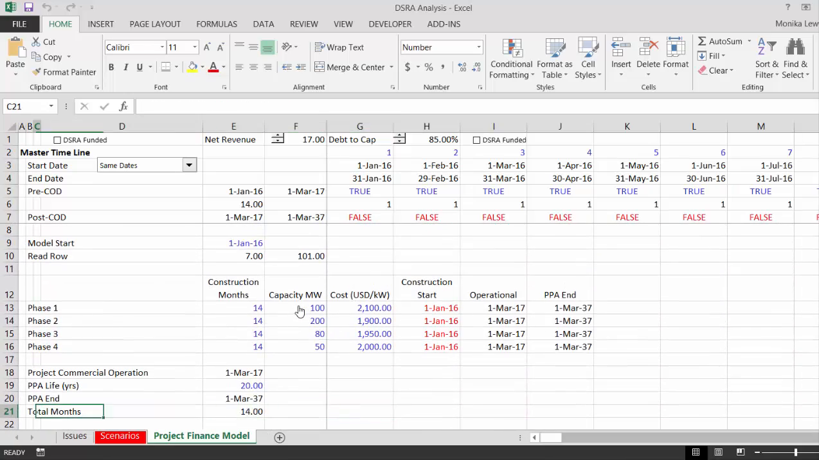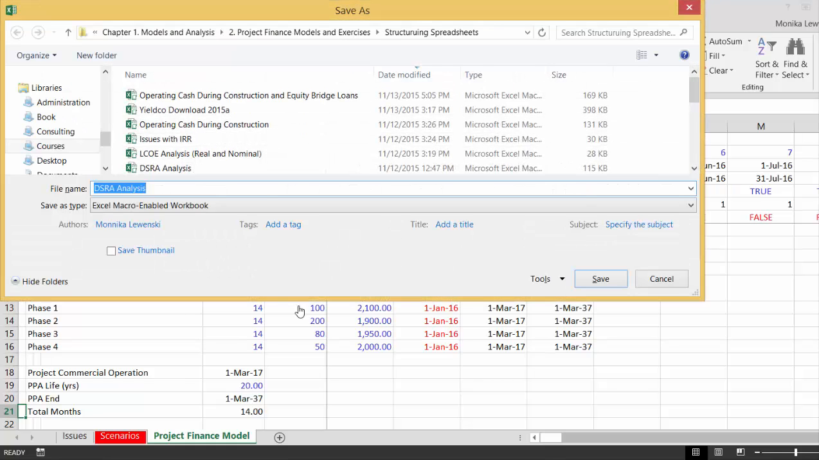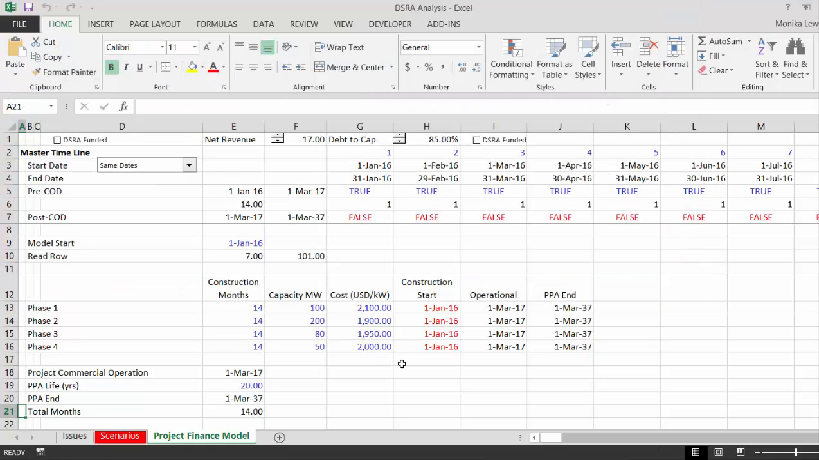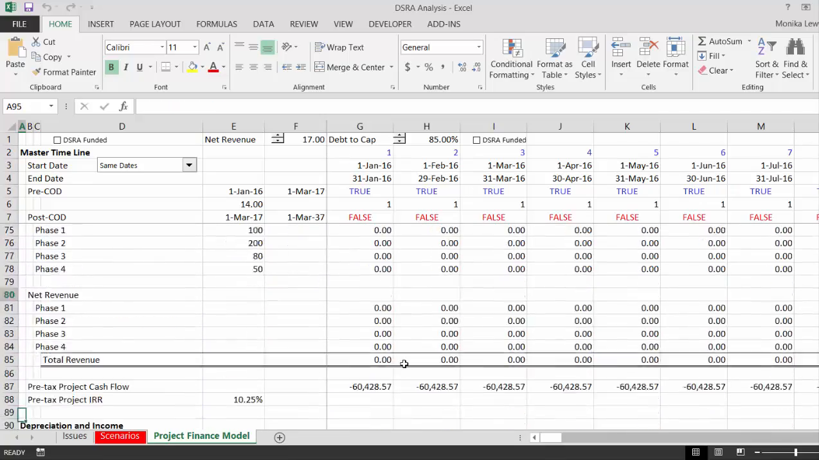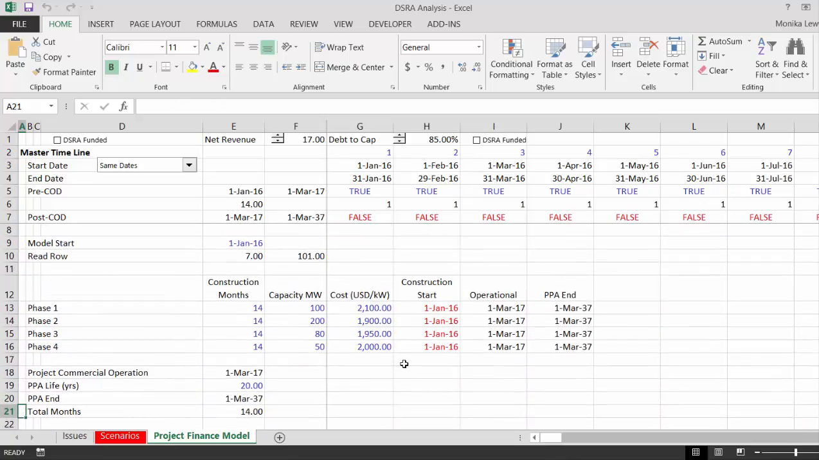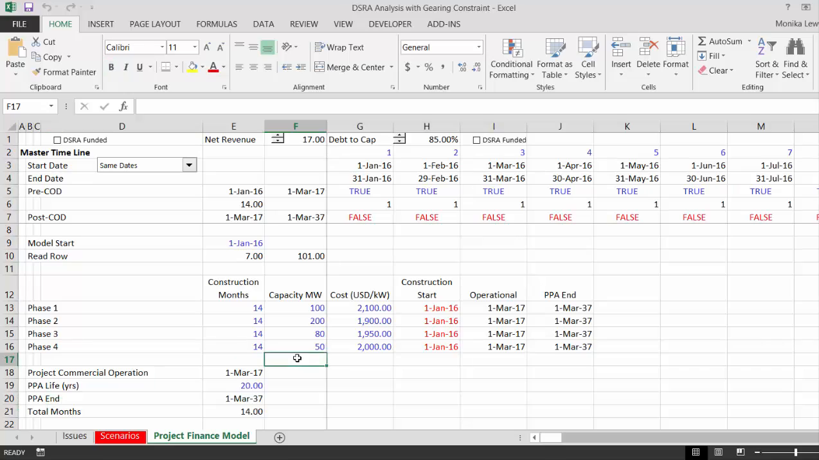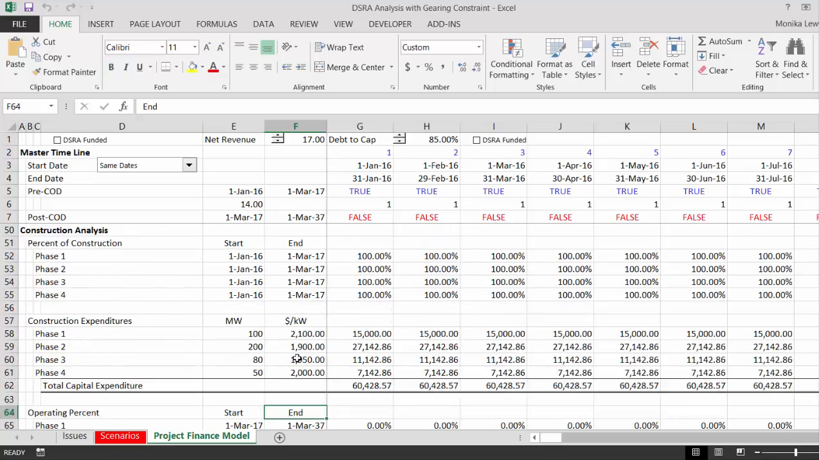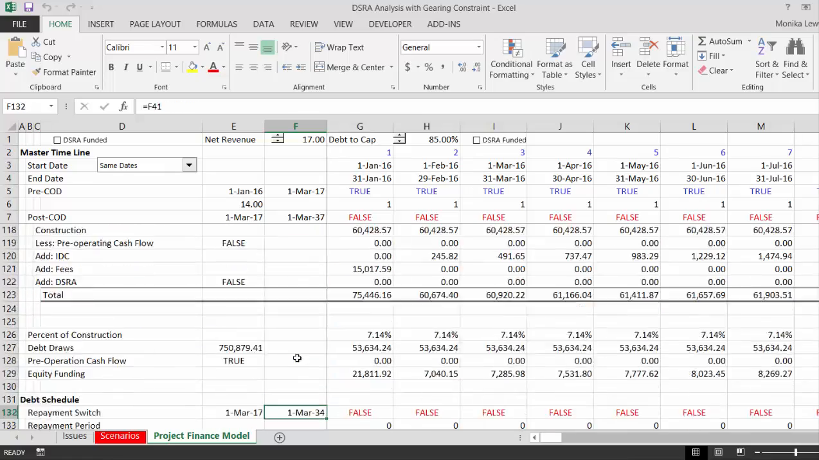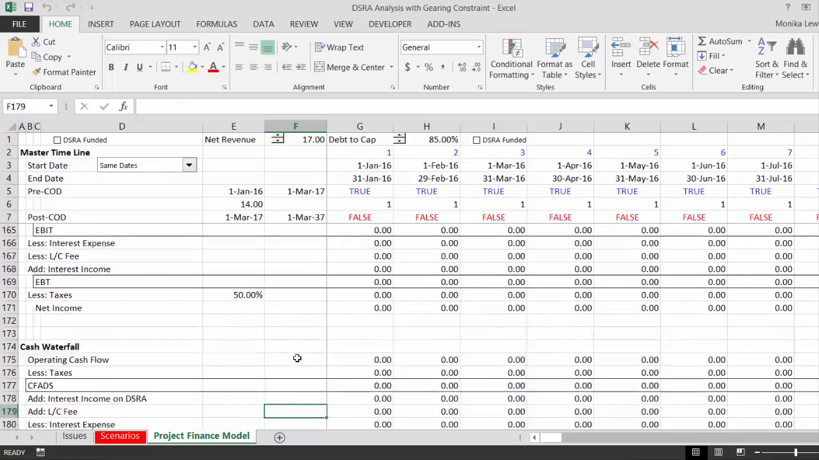And this is our DSRA analysis. Really, this is a DSRA analysis with the leverage constraint. I think I'm going to retitle this, and then I'll delete the other one. So this is DSRA analysis with gearing constraint. And then we'll make a second leverage analysis, a DSRA analysis, and instead of the gearing constraint, we'll make it with the DSCR constraint.